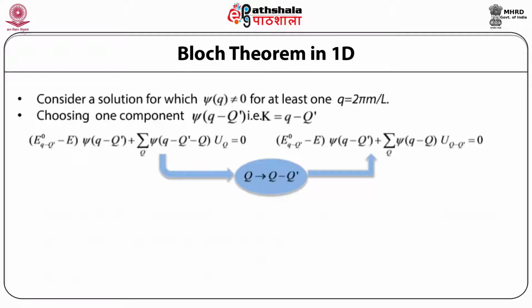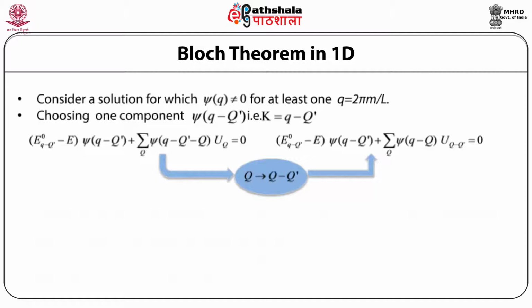Then this Schrödinger equation in Fourier space becomes (e of q minus capital Q prime naught minus e) phi of q minus capital Q prime plus summation over capital Q phi of q minus capital Q prime minus capital Q into uq is equal to 0. Now set capital Q as capital Q minus capital Q prime. Consequently, this equation becomes (e of small q minus capital Q prime naught minus e) into phi of q minus capital Q prime plus summation over capital Q phi small q minus capital Q into u q minus q prime is equal to 0.